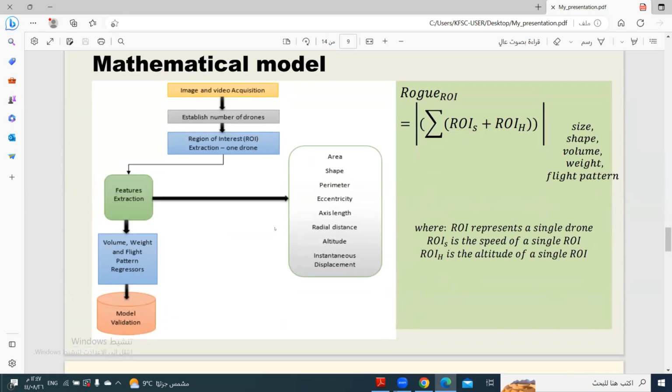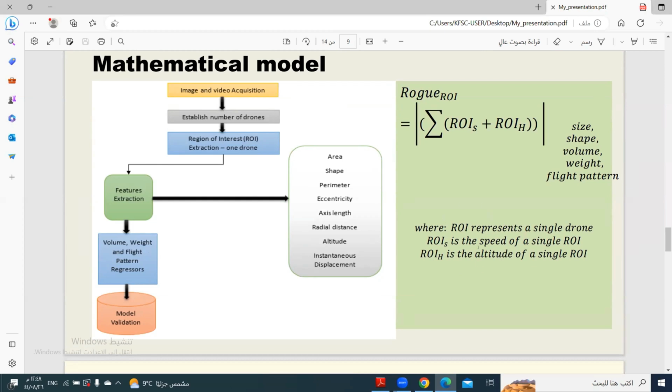This is the mathematical model. First, the image and video acquisition, establishing the number of drones, and then region of interest extraction for one drone. Then it detects the features extraction. The features that we are interested in are area, shape, parameter, eccentricity, axis length, radial distance, altitude, and instantaneous displacement. After we get these features, we can decide the volume, weight, and flight pattern, and then model validation.